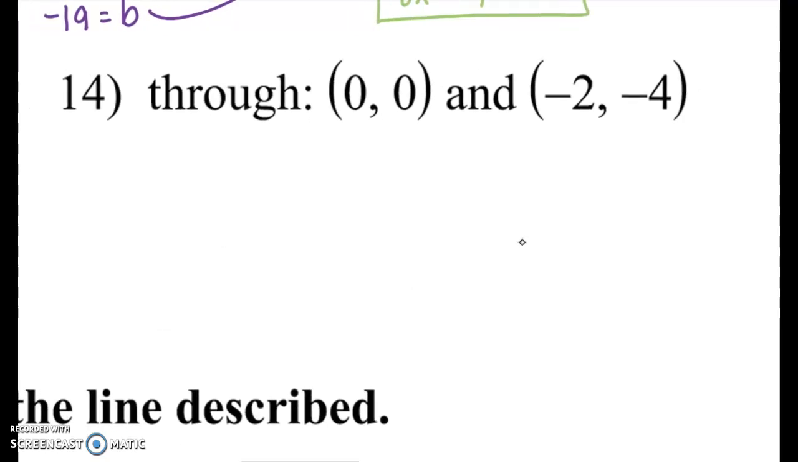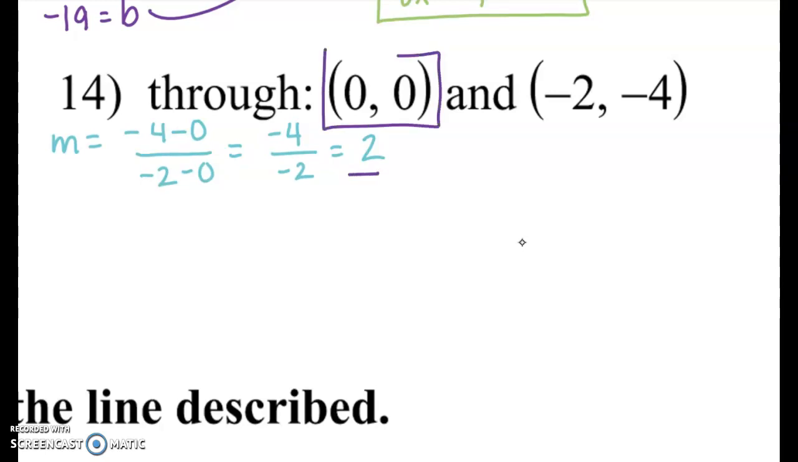First thing we're going to do, find our slope. So m is equal to negative 4 minus 0 over negative 2 minus 0. So negative 4 over negative 2 is equal to a slope of positive 2. So then from there, I'm going to take my slope and I'm going to pick this first point, 0, 0. Zeros are always easy to work with. So 0 is equal to 2 times 0 plus b. So that means the 2 times 0 is going to go away. So 0 is just what our y-intercept is.